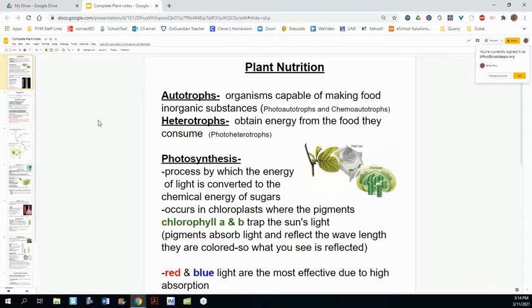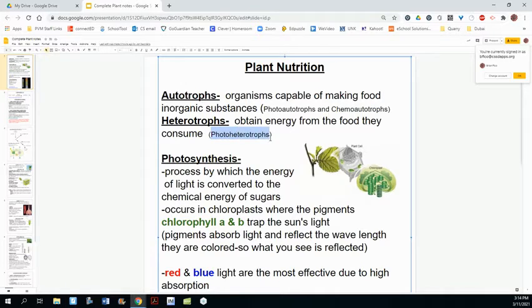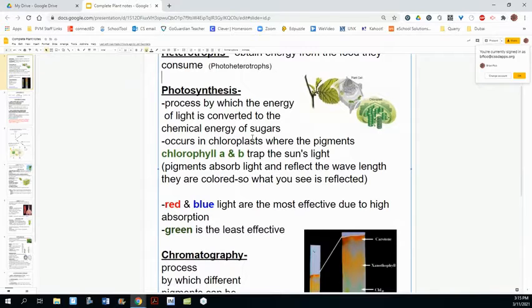Heterotrophs are individuals that obtain energy from the food they eat. Now, humans, animals as a group, all animals are heterotrophs, but there are groups of organisms that are photoheterotrophs, and this is a unique category of organism that requires some light energy to help with their metabolism and processing of materials within their bodies. Plants, however, are unique in that they do photosynthesis using chloroplasts.